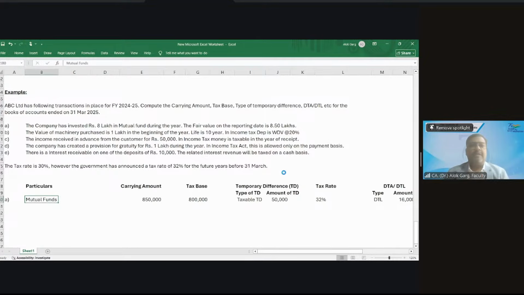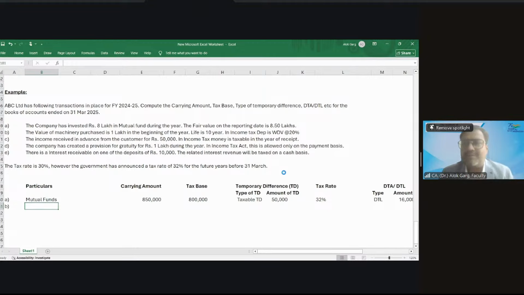Yes sir. Now B, the value of machinery purchased is rupees 1 lakh in the beginning of the year. What is the cost of the machinery? 1 lakh. What is the accounting entry? Machinery PPE account debit to bank account, 1 lakh. What is the cost of machinery in the tax books? Same, 1 lakh.